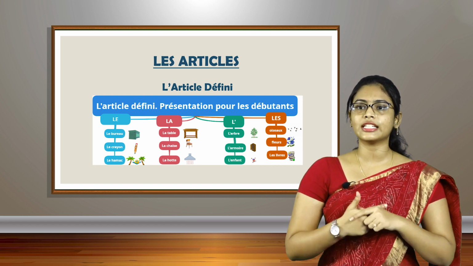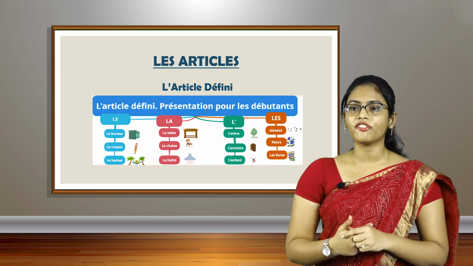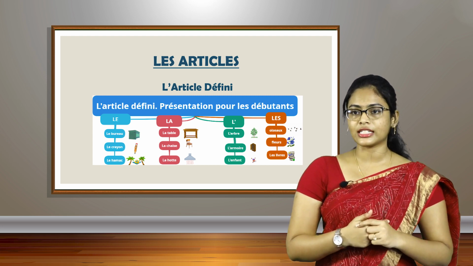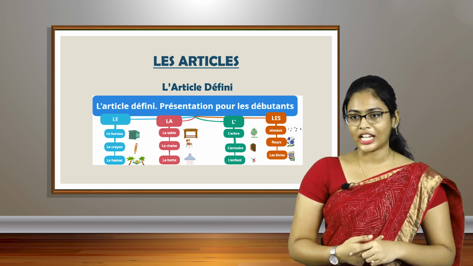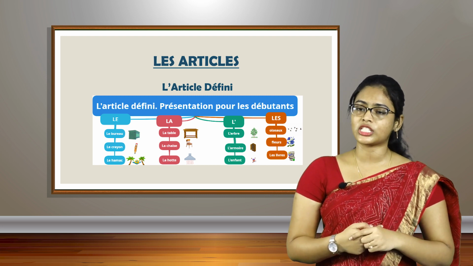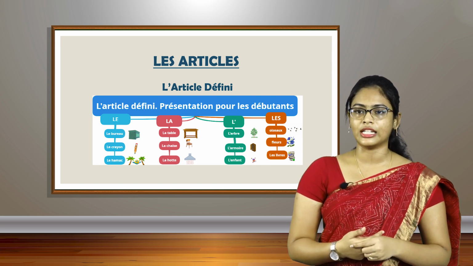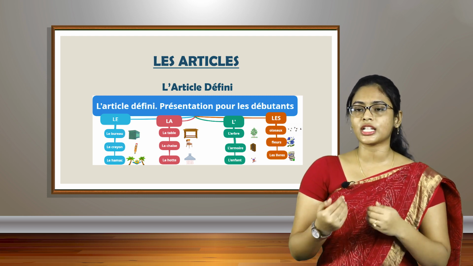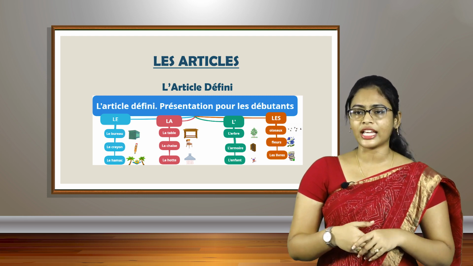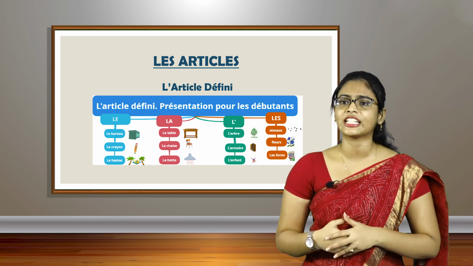To start off, the example le bureau. Bureau is office. That is masculine. Why? Because it does not end with E. In French, 80% of the time, if a word ends with E it is feminine, and if it does not end with E it is masculine. It is just 80%, but 20% comes under the exception, where even if it ends with E, it is masculine. So bureau is office, as I told you.